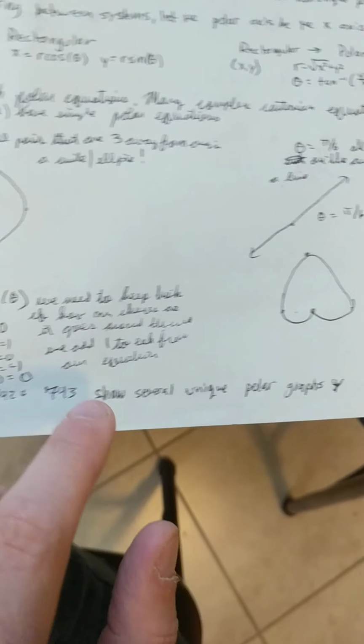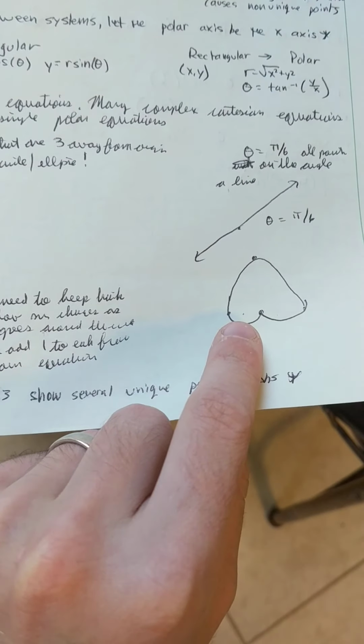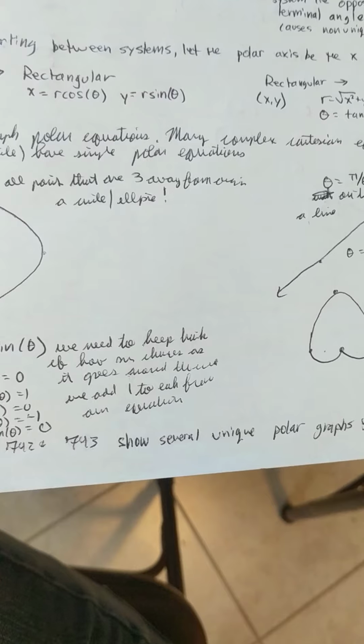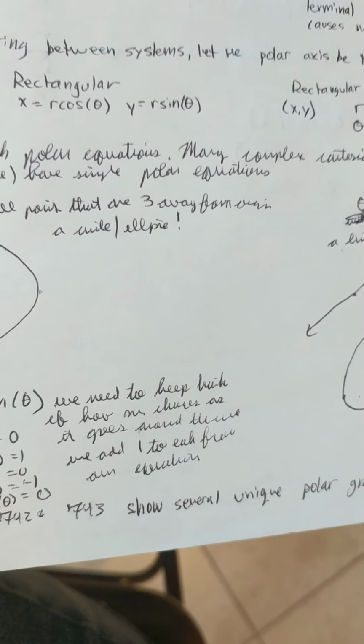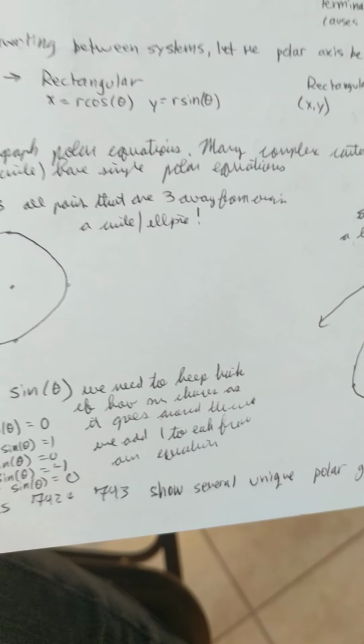So whenever we graph r equals 1 plus the sine of theta, it's going to look like this. This is a special, unique shape. There are several different types of unique polar shapes that are found in your book on pages 742 and 743.